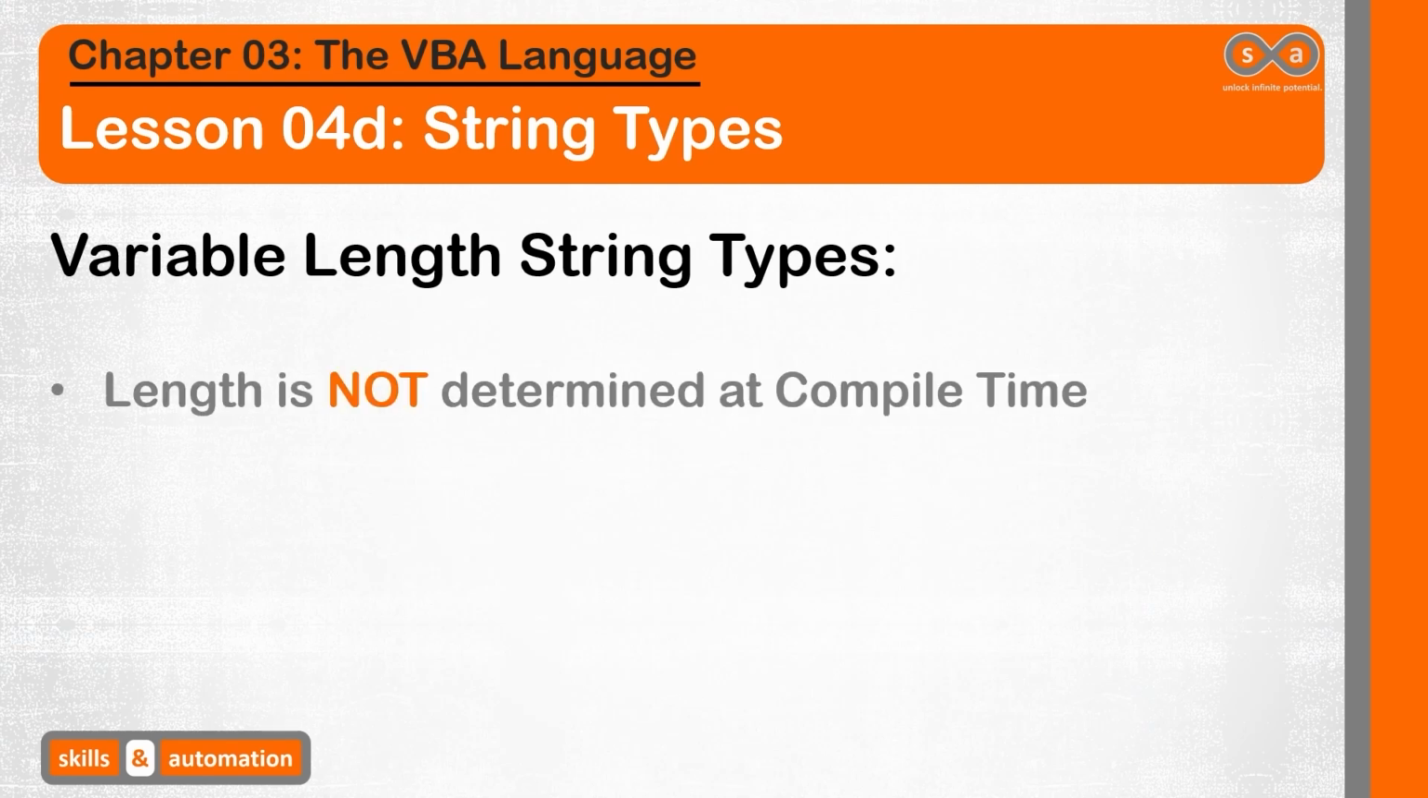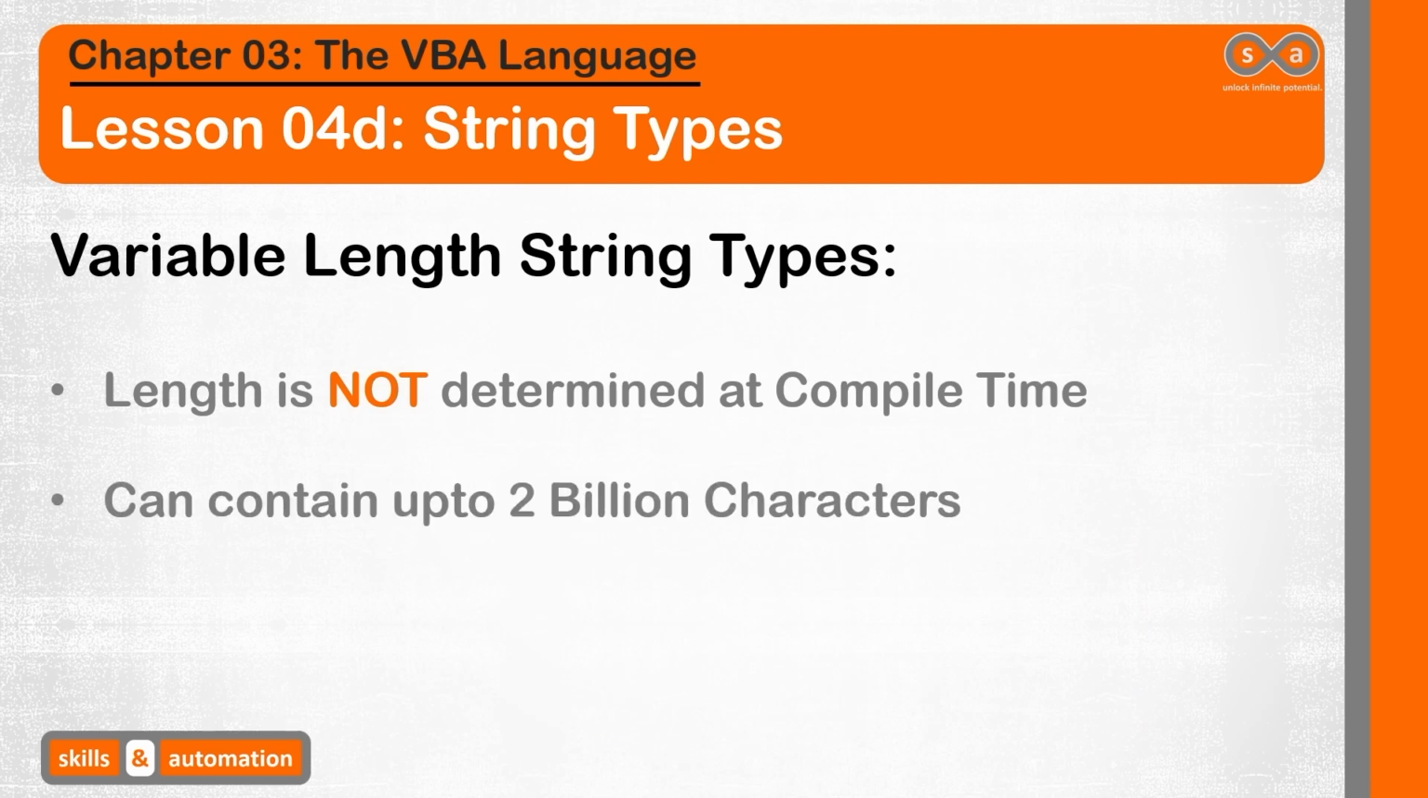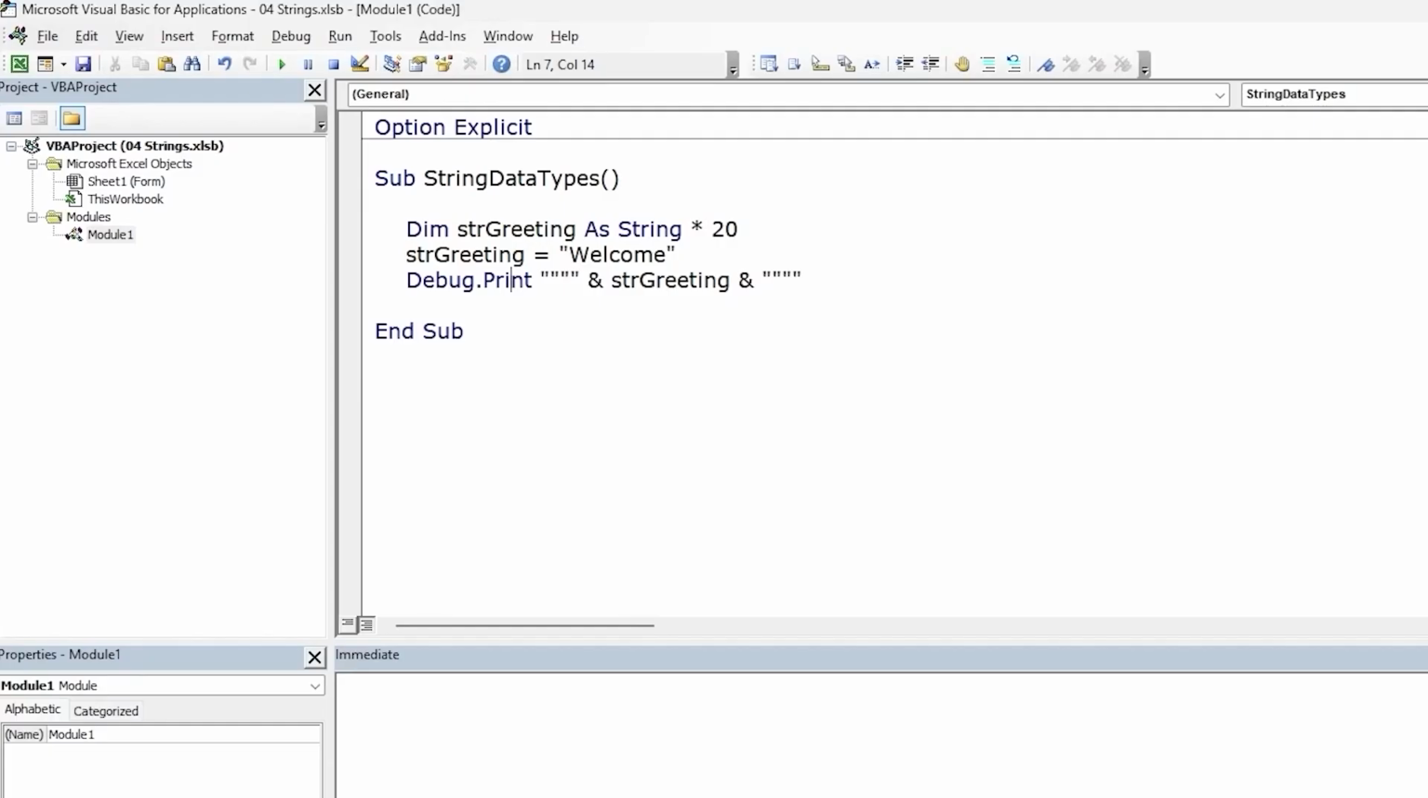We don't need to specify their length at the time of declaration. A variable length string can contain up to 2 billion characters, and a variable string is simply declared as a string. So this time the string greeting variable is declared as a variable length string. Let's print it out. And the length of the output is the same as the length of the variable value.